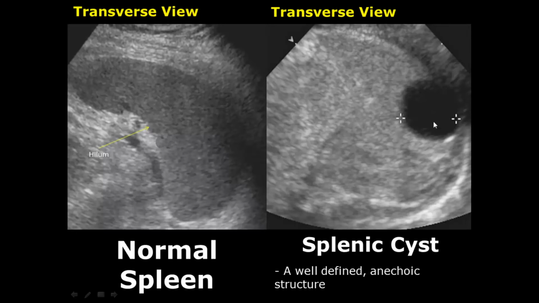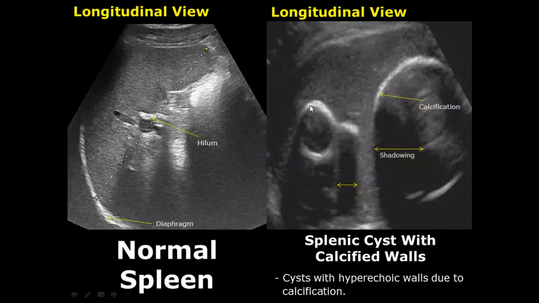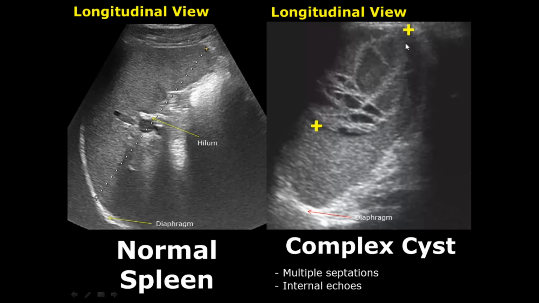A splenic cyst is a cyst just like in other organs, a well-defined anechoic structure that will have enhancement. Sometimes the cysts can have calcified walls which will appear hyperechoic and have posterior shadowing, but it is a very rare occurrence. A complex cyst will have internal echoes and multiple septations.